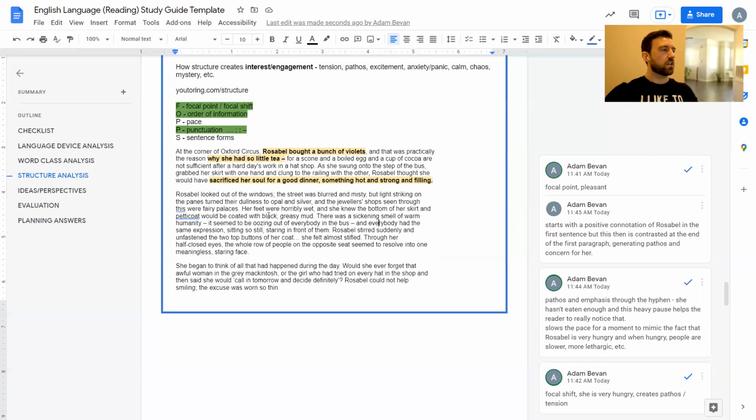Rosabelle stirred suddenly and unfastened the two top buttons of her coat. She felt almost stifled. Through her half-closed eyes, the whole row of people on the opposite seat seemed to resolve into one meaningless, staring face.